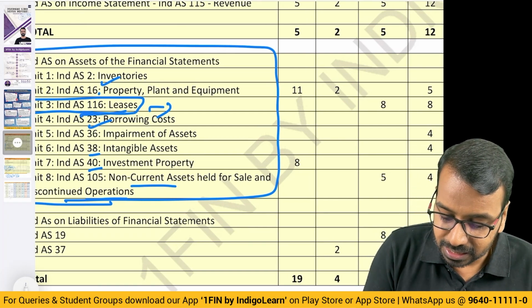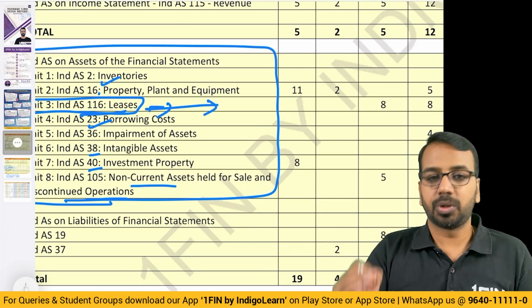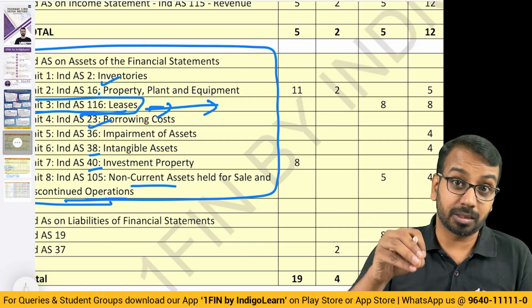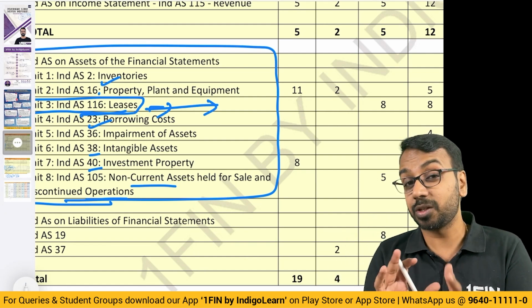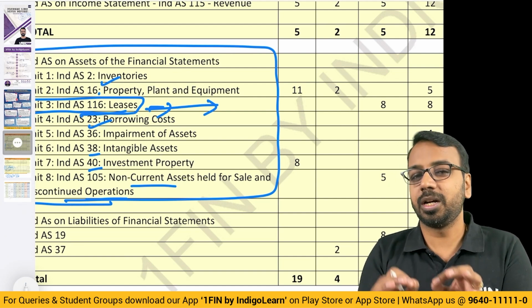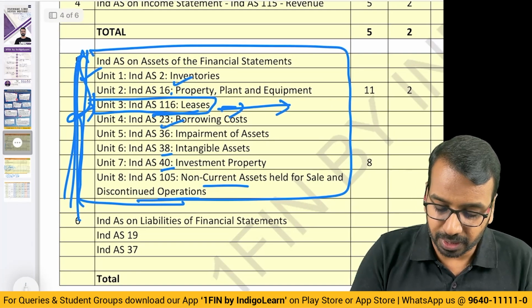Then leases specifically, you put some extra effort, because again, leases is a slightly lengthy and tough chapter, especially when they give some weird adjustments. If it comes to, let's say, modification and all of that, that is where it becomes slightly difficult. So put some extra focus here.